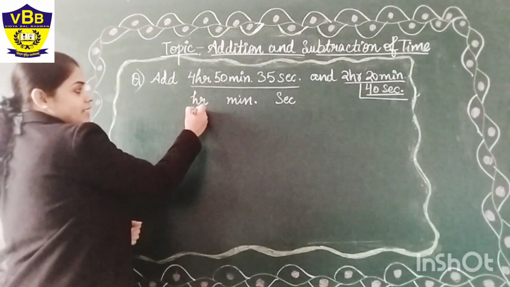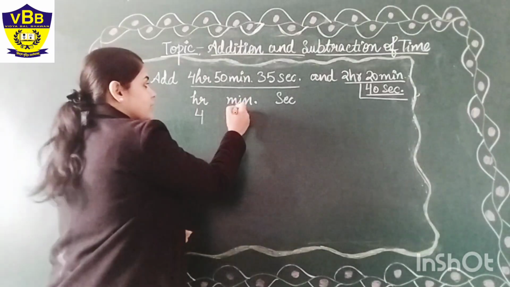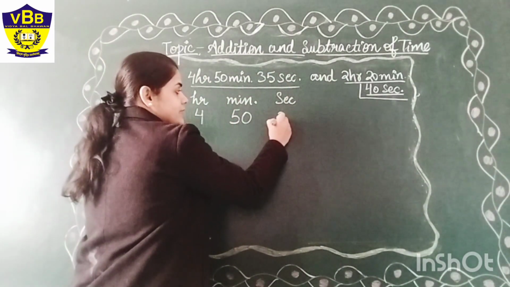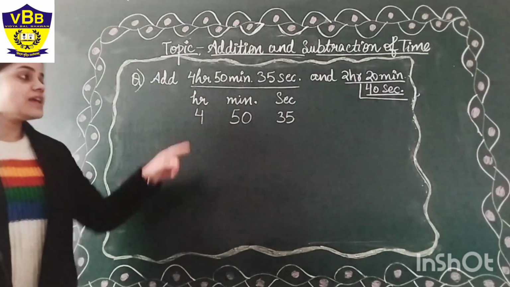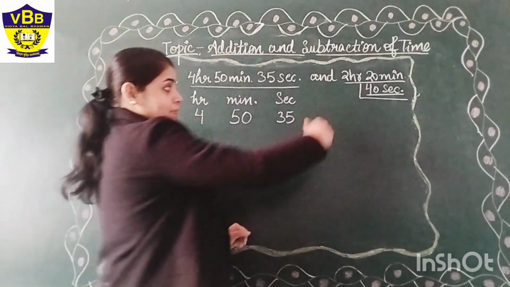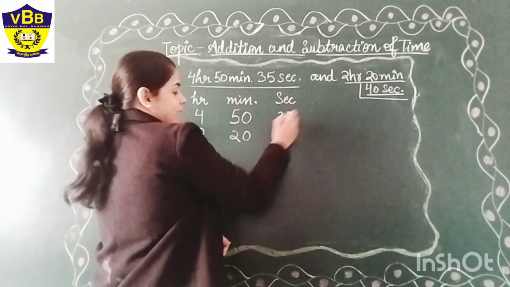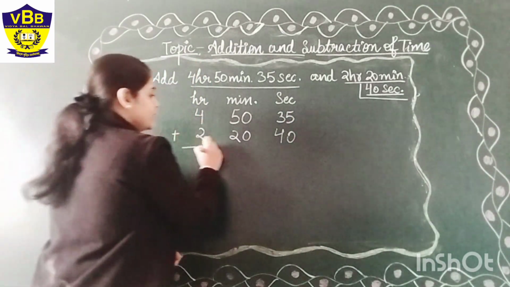How many hours are there? 4, right. How many minutes are there? It is actually 50. And how many seconds are there? It is 35. So we have written it row-wise. What about the next number? That is 2 hours 20 minutes and 40 seconds. Now we will add both these quantities.